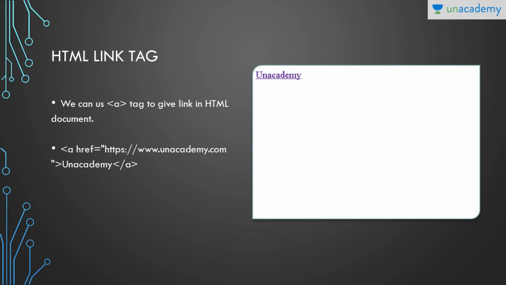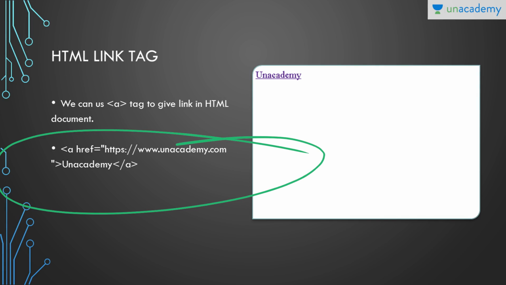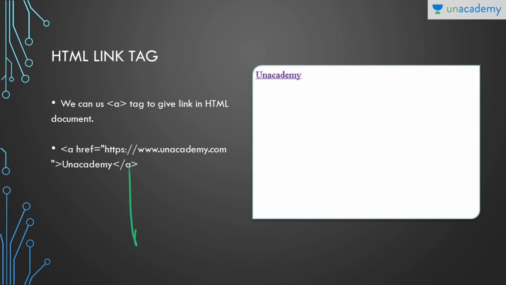Okay, so let us understand what the HTML link tag is. If we want to give a link in our HTML, we can use the a tag to give the link to that particular element. Here you can see the syntax I have written. I have used the a tag. I have started the opening a tag, and after that I used an attribute. The attribute is the href attribute. That attribute is basically used to give the URL of the website.